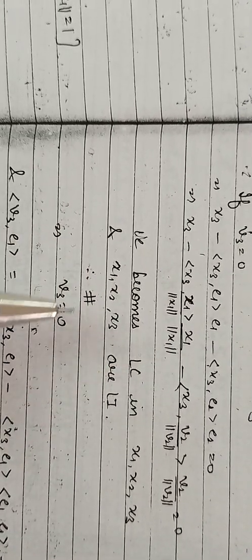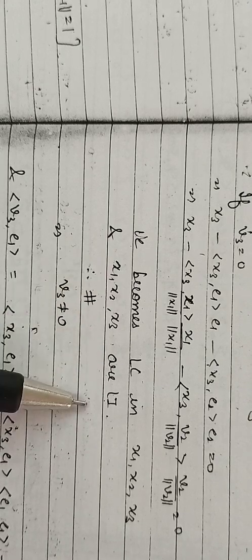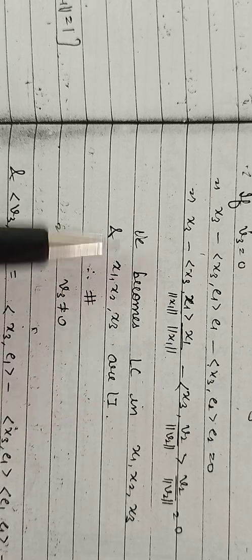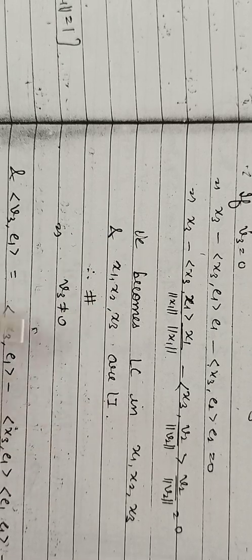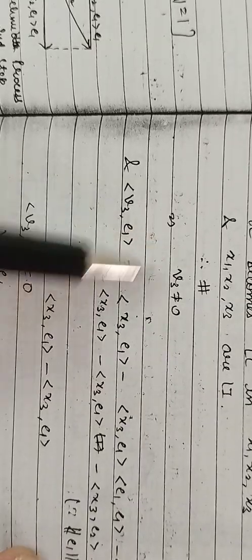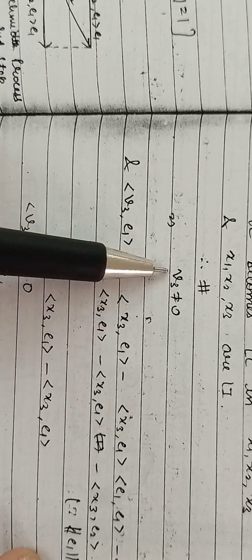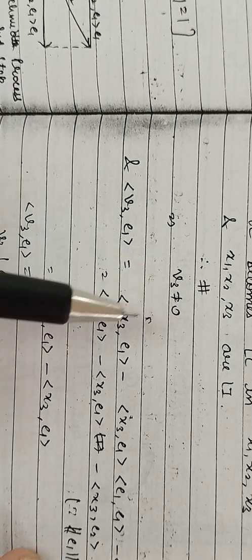But actually we are given that these three vectors are linearly independent. So if we take v3 is equal to 0, we get a contradiction. So v3 is not equal to 0. Now we'll show that this v3 is orthogonal to e1 as well as e2.